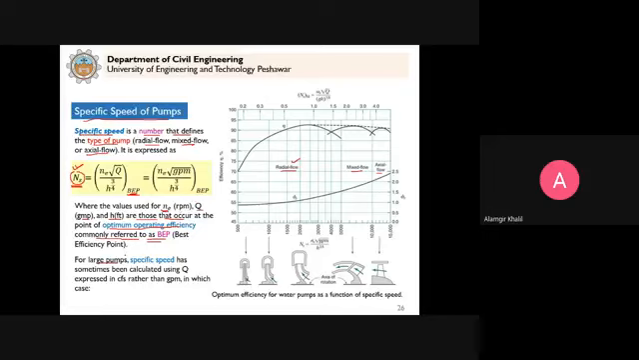Clear? For large pumps, specific speed has sometimes been calculated using Q expressed in CFS rather than gallons per minute, in which case this is the relationship. So we can convert the specific speed from gallons per minute to CFS, cubic feet per second. Clear?